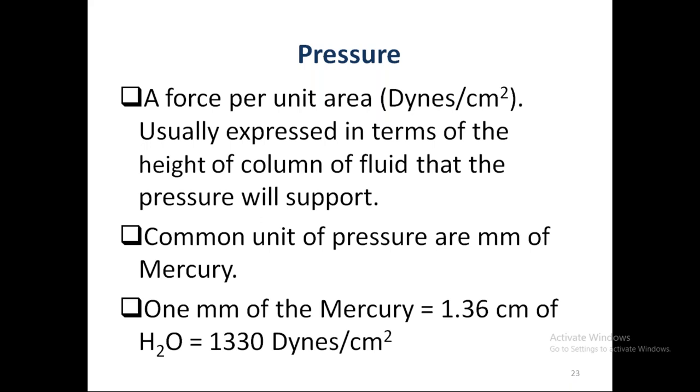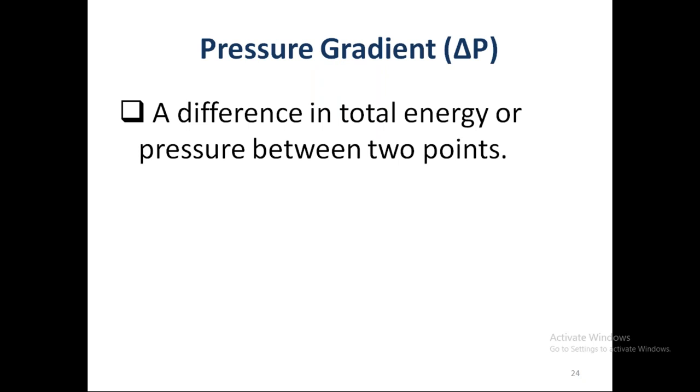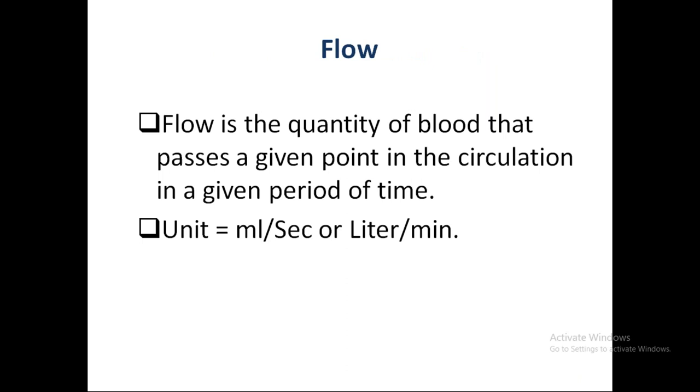usually expressed in terms of the height of a column of fluid that the pressure will support. The common unit of pressure is the millimeter of mercury. One millimeter of mercury is equal to 1.36 centimeter of water, or 1330 dynes per centimeter square. Now, pressure gradient: the difference in total energy or pressure between two points.